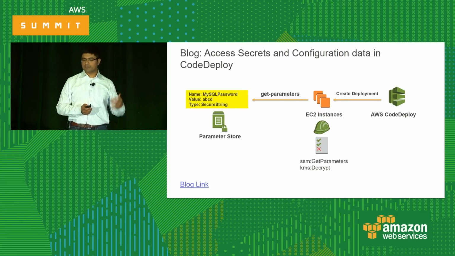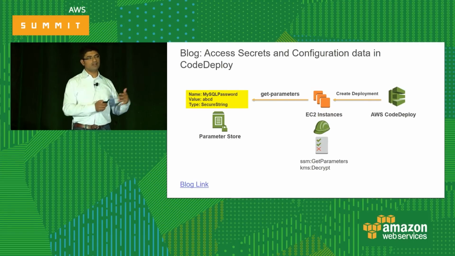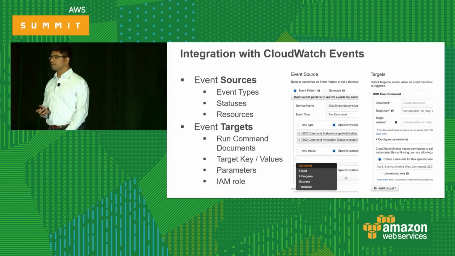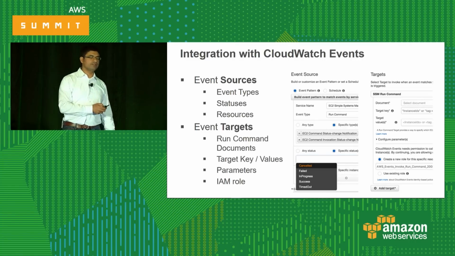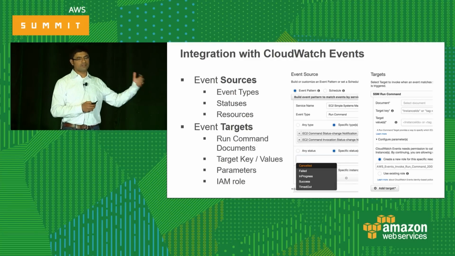So we've talked about 7 features or 7 capabilities of Systems Manager today. Let's look at how it can be integrated with other AWS services. So these are some examples to do that. The first service is CloudWatch events. So many of the capabilities we talked about, like run command, parameter store, can be sources of events.